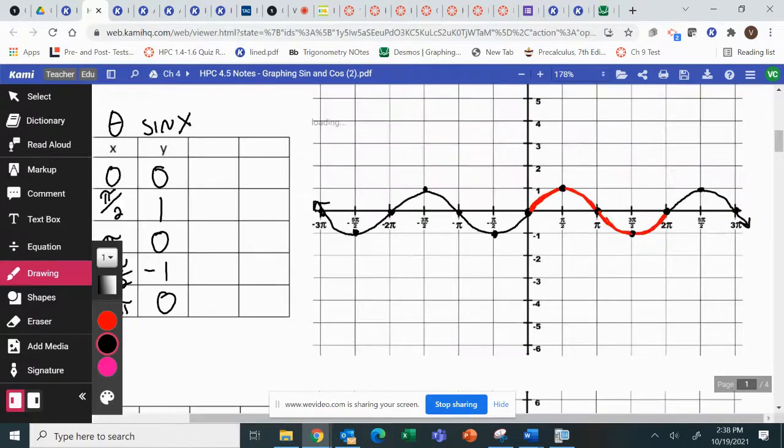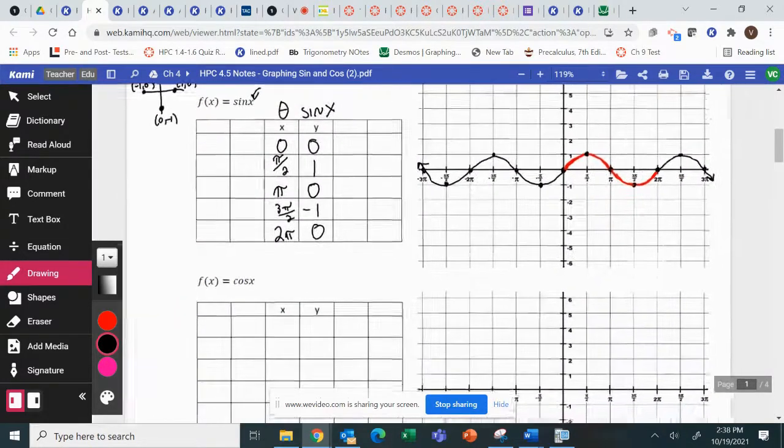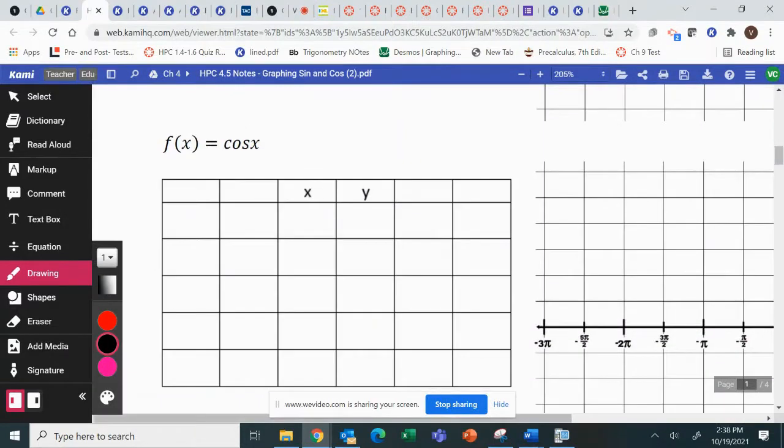Let's do the cosine. So for cosine, the input is still going to be the thetas, so 0 to 2 pi and evenly spaced in between. And then the output is going to be the cosine of those thetas. So the output is actually the x's from the ordered pair, which could be confusing. The x's for this equation are the angles. The outputs are the x's from the circle.